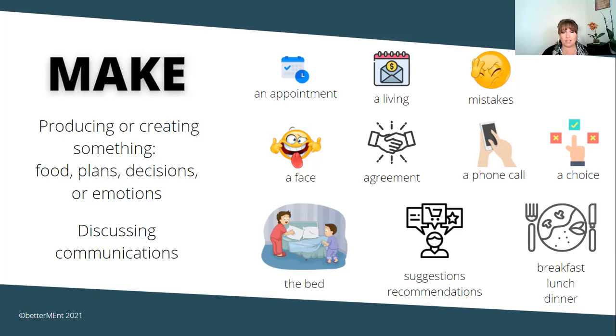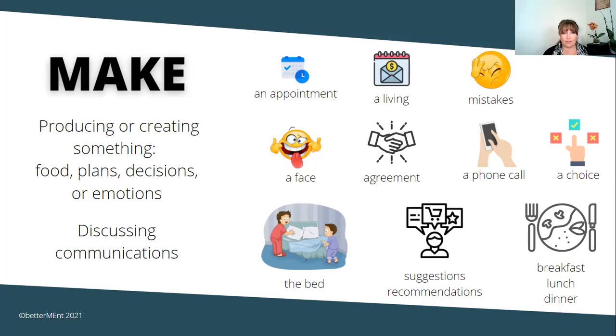How about a choice? A choice. What do you want for dinner? You have a choice. So you make a choice. You are creating your future. When you make a choice or a decision, you are creating your future, producing it. So we use the verb make.